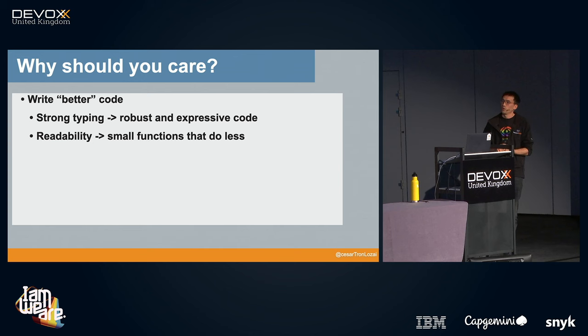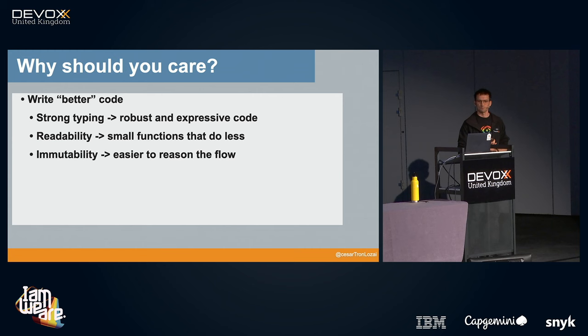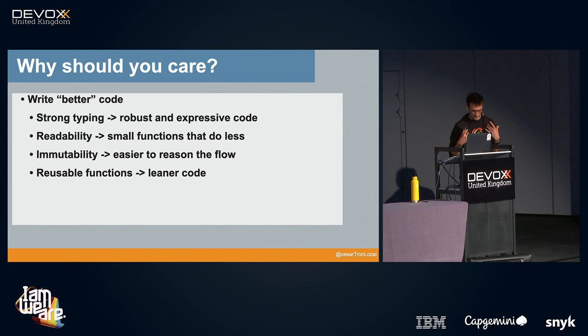Again, following that, we have more readability, so you're encouraged to write smaller functions that do less. Within functional programming, and I will talk about this later, we like to make things immutable, and that makes the code much easier to think about. There is no global state, no global variable where you need to think, oh, what's the value in that? Everything is a function, takes an argument, returns another one. We can reuse functions, so in theory, we're going to be writing less code.